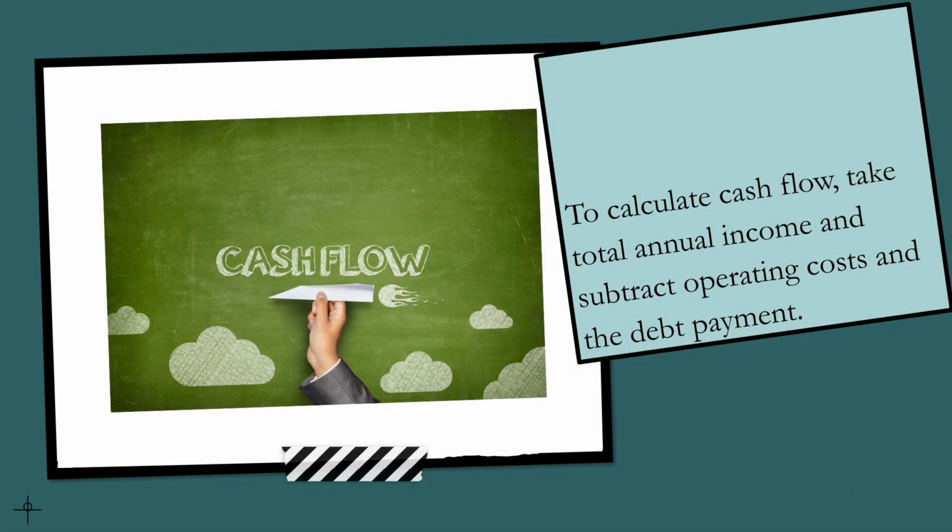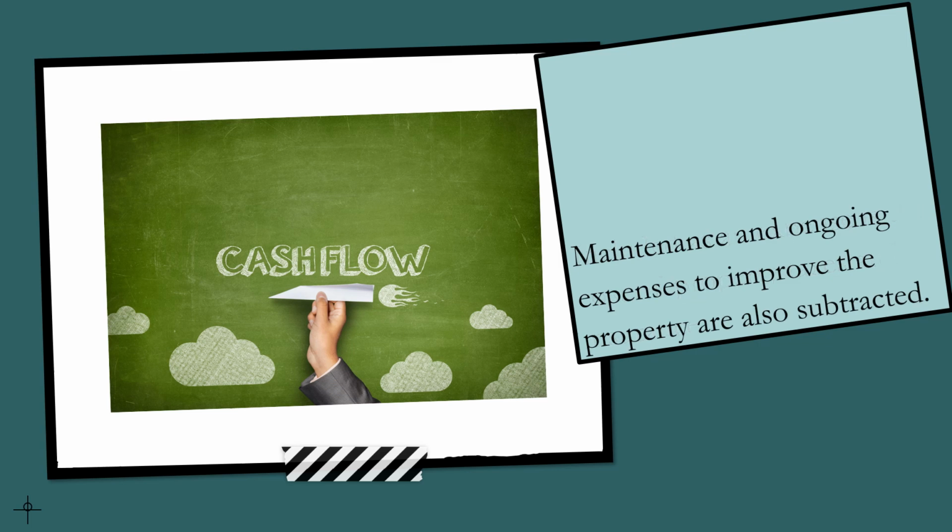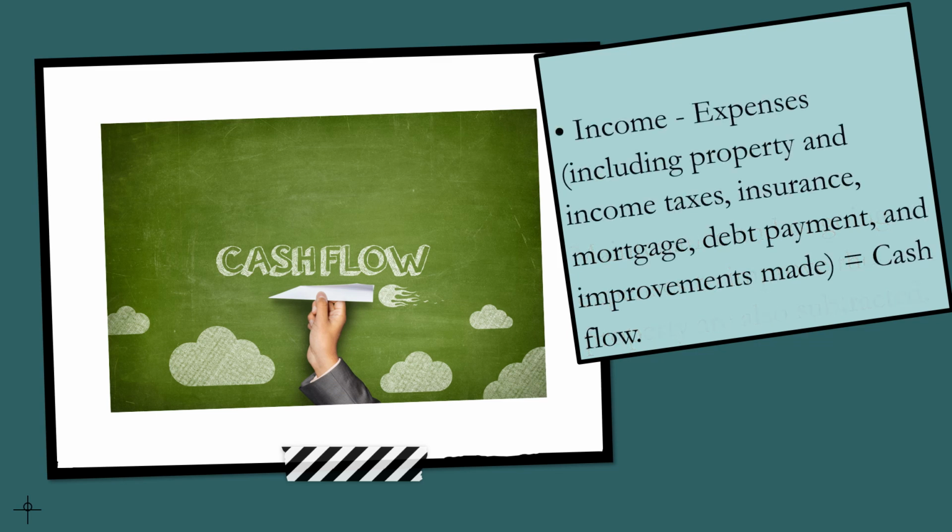To calculate cash flow, take total annual income and subtract operating costs and the debt payment. Included as an expense is the cost of property taxes and insurance. Maintenance and ongoing expenses to improve the property are also subtracted. So income minus expenses, including property and income taxes, insurance, mortgage debt payment, and improvements made, equal cash flow.